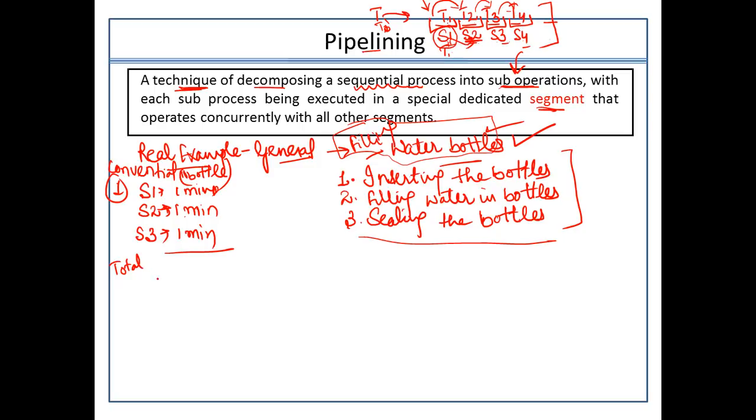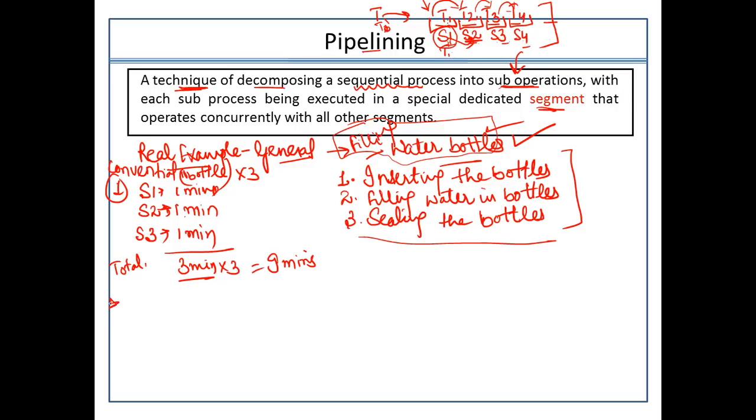In total, how much time does it take to fill up one bottle? 3 minutes. Similarly, if I have to perform this with three bottles, it is going to consume a total of 9 minutes. So this is the conventional way we would perform things.